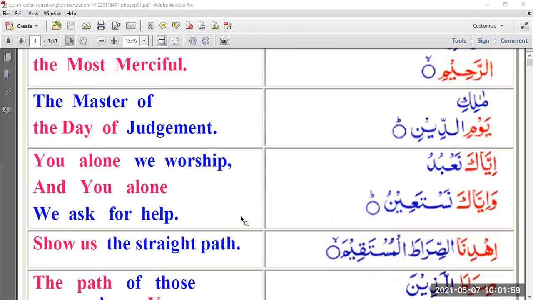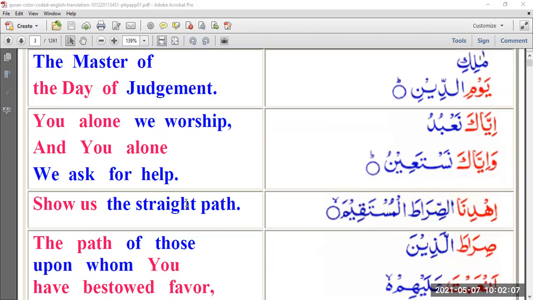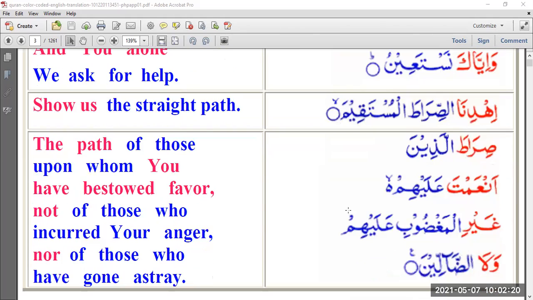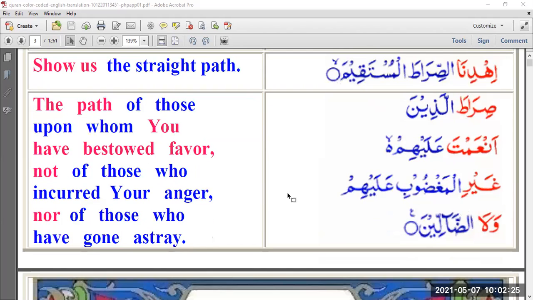Iyyaka na'budu, to you we worship, only you we worship. Wa iyyaka nasta'in, and your help we seek. Ihdina sirat al-mustaqim, which help we need? Guidance to the straight path, guide us to the straight path. Sirat al-ladina an'amta alayhim, the path of those upon whom you have bestowed favor. Ghayril maghdubi alayhim, not of those on whom your anger incurred. Wa lad-dallin, nor of those who have gone astray. Ameen ya Rabbal Alameen.